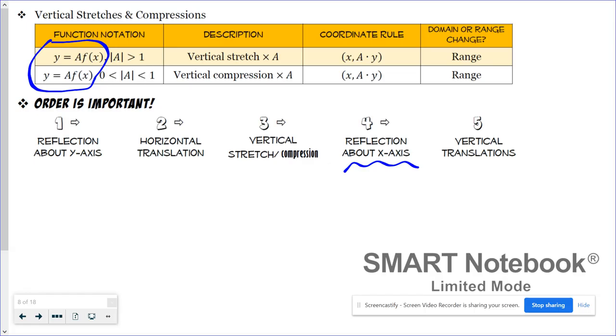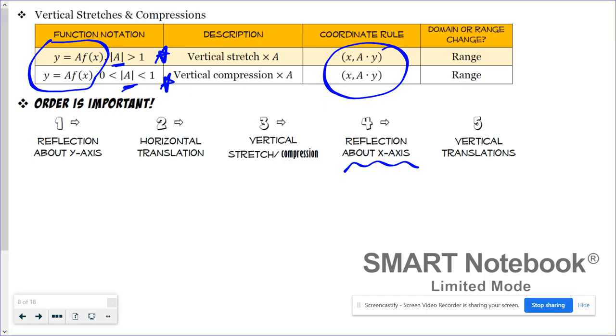That's why we want to look at the absolute value of A to determine whether it's a stretch or a compression. Because it'll be a stretch if the absolute value of A is greater than 1, and it'll be a compression if the absolute value of A is in between 0 and 1. Now, no matter whether it's a stretch or a compression, when it comes to our coordinates, we're simply multiplying the y-coordinates by that stretch or compression factor.